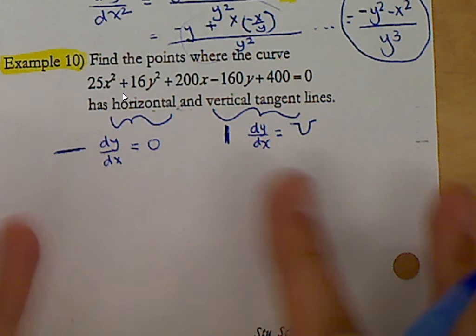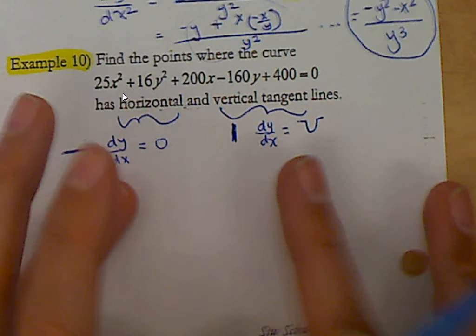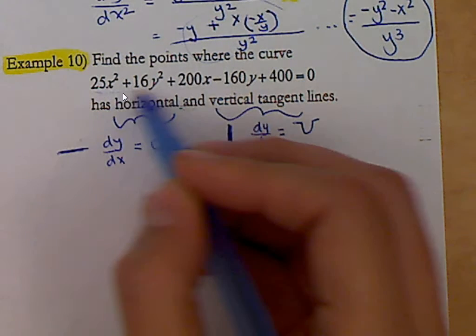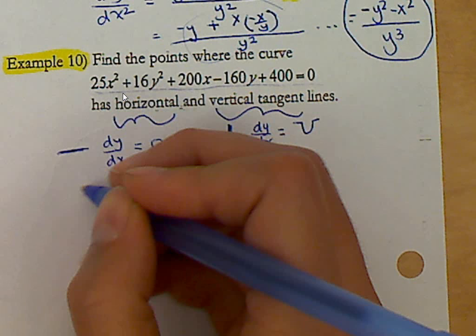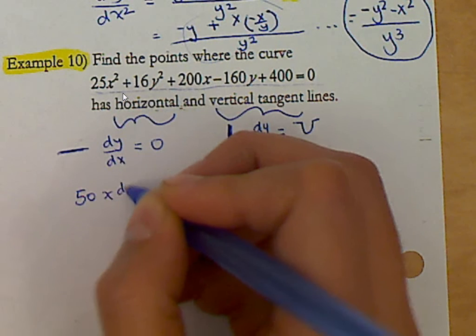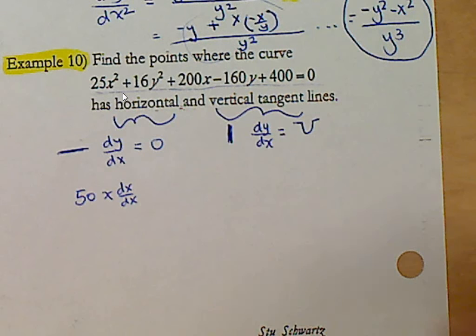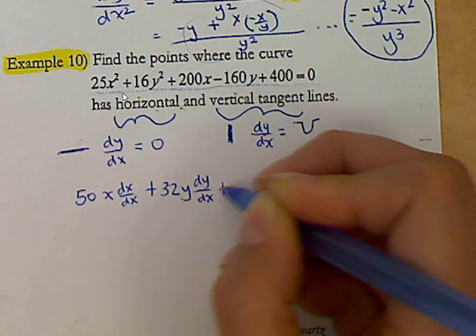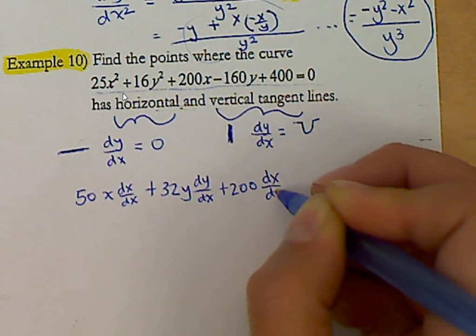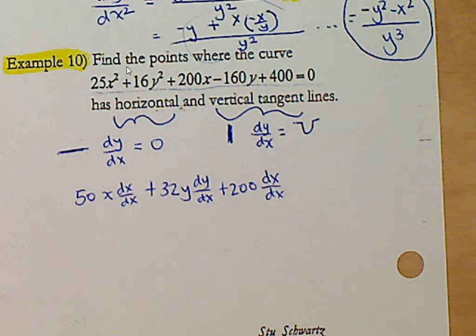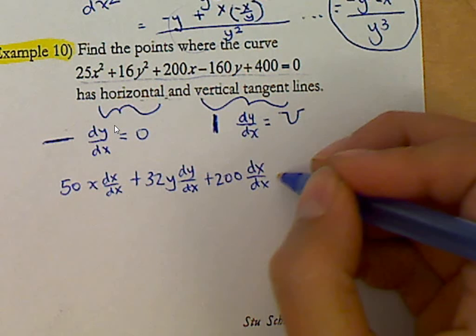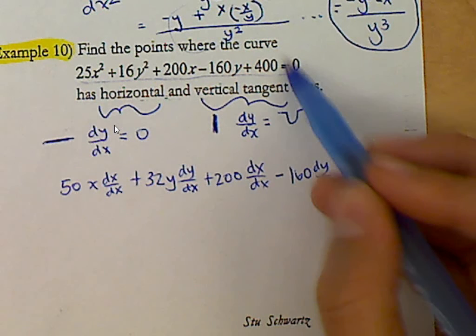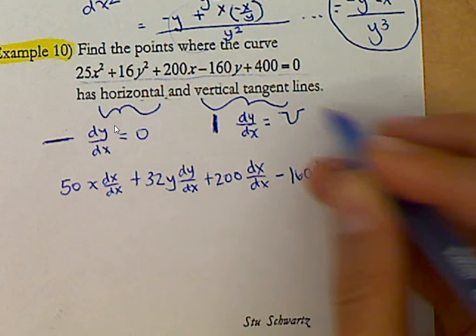First we need to find our dy dx. That's the first step. So I'm going to look at my equation and find dy dx. The derivative of 25x squared is 50x dx dx, plus 32y dy dx, plus 200 dx dx, minus 160 dy dx. The derivative of 400 is 0, and then on the right hand side we just have 0.